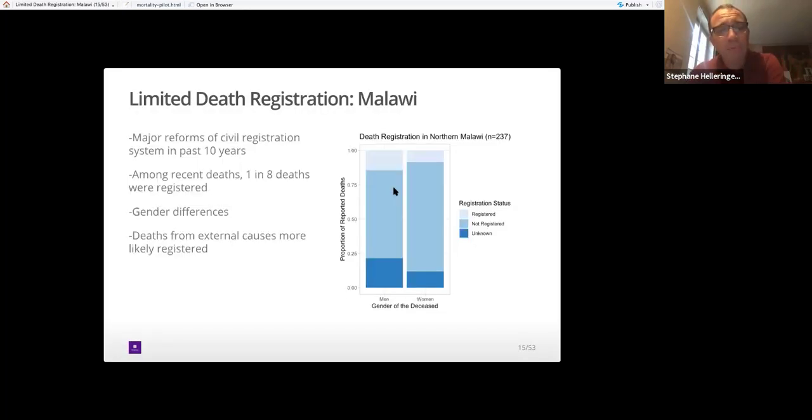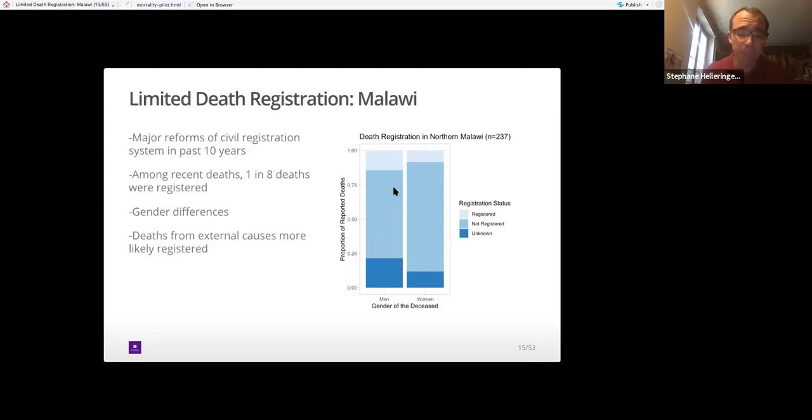One example that I'll talk about more in the rest of the talk is Malawi. We recently did a survey to assess the coverage of death registration in Malawi. In Malawi, a country in East Africa, there have been major reforms of civil registration in the past 10 years, but among recent deaths, so deaths of the past 3 years, only 1 in 8 deaths were registered in the country. There were gender differences. Deaths of men were more registered than deaths of women.